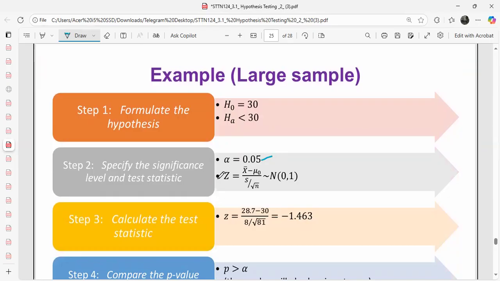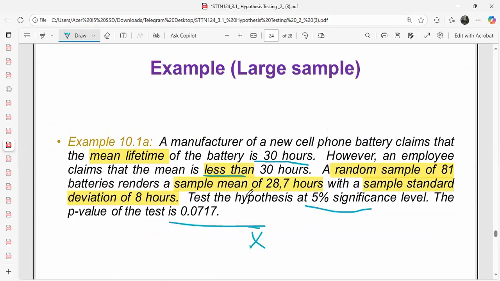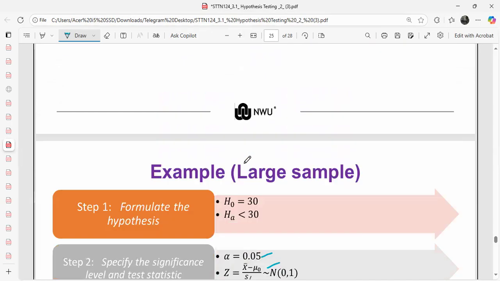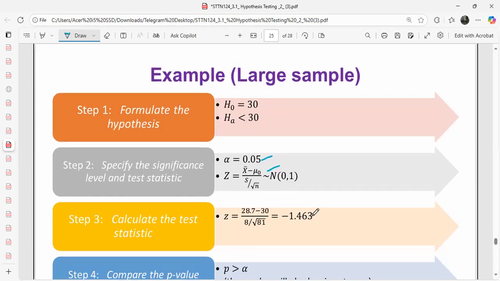Now you write down the correct formula of the test statistic. We use the z because n is large; it's greater than or equal to 30, which was 81. Once you write the formula, when you go to step number 3, you substitute your values. x bar is 28.7 minus the population mean, which was 30. Already you're given the sample standard deviation. Then you do that, and you get negative 1.463.